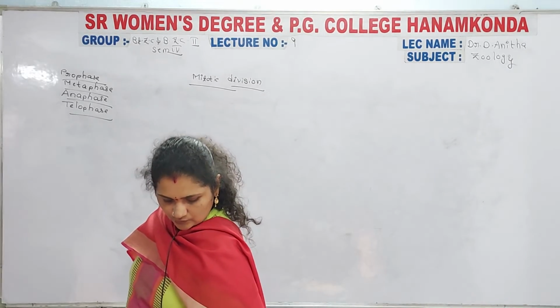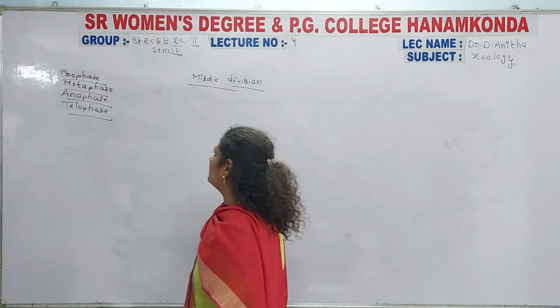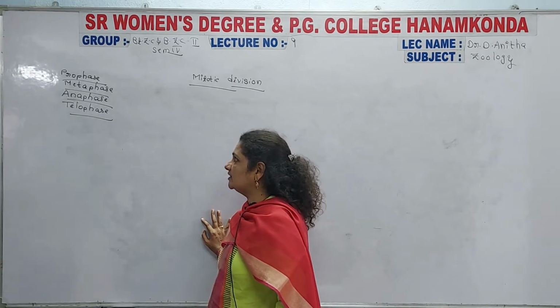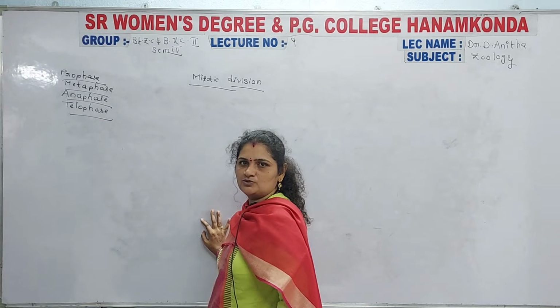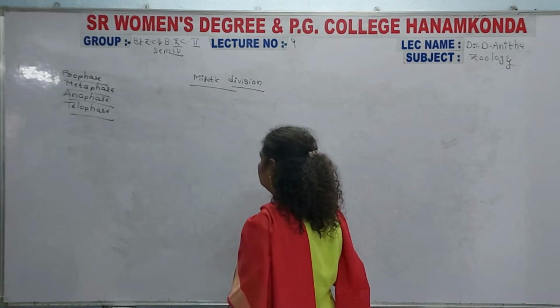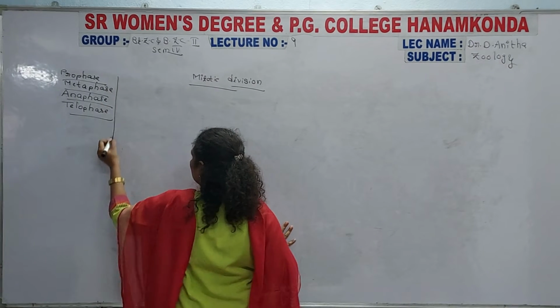Of these 4 stages, the first one is prophase, then metaphase, anaphase and telophase. Totally 4 stages are there, and we will see the diagram of these 4 stages. First of all, the prophase.